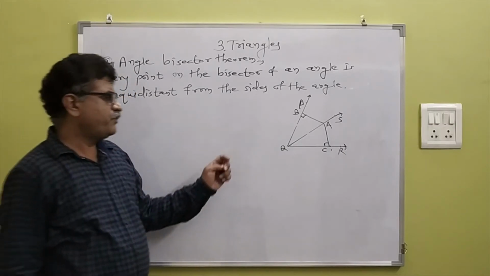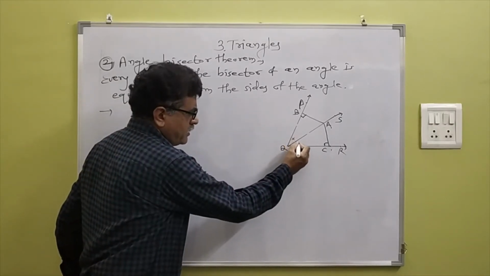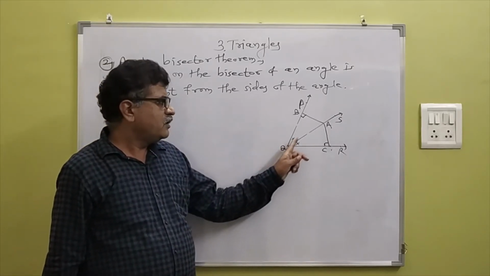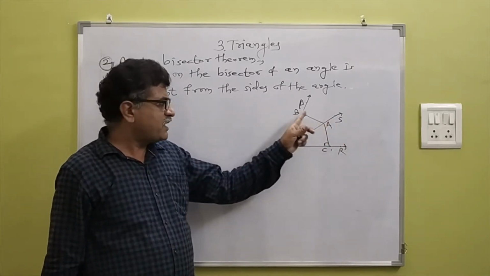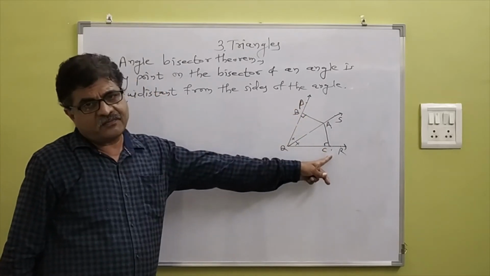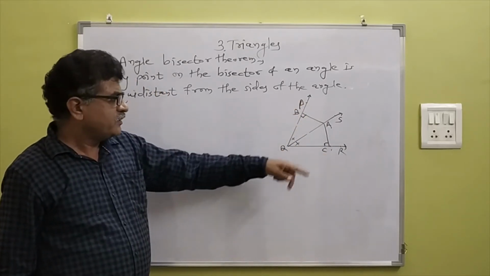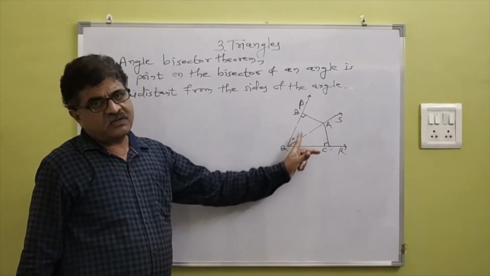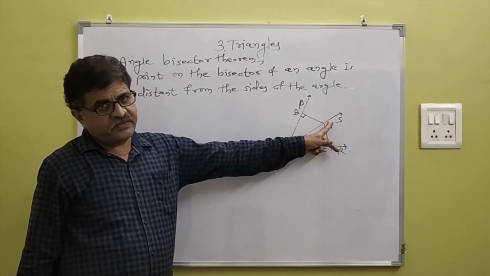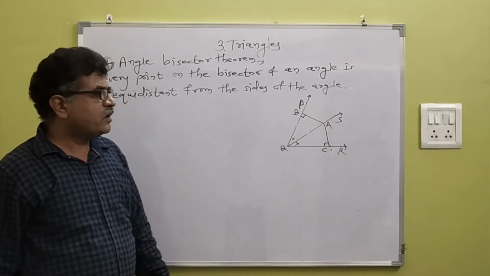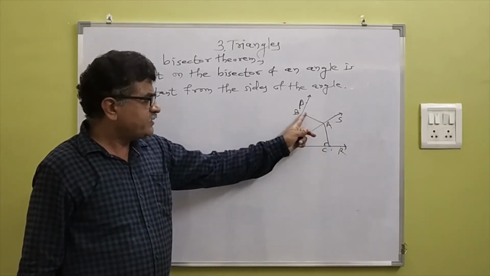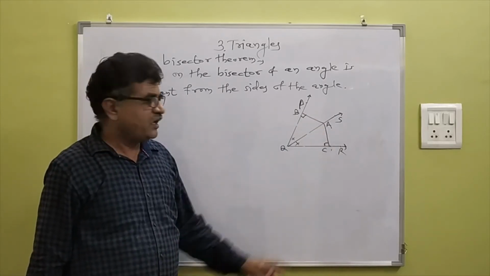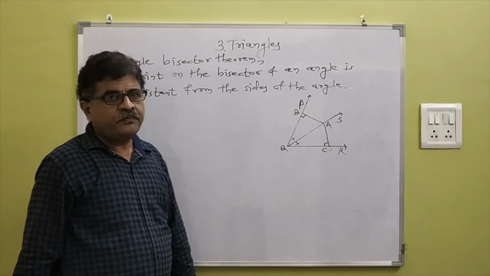First we write given: ray QS is the bisector of angle PQR. This is given, and A is the point on ray QS. This is given. To prove, we have to prove AB is equal to AC. That is, this is equidistant. AB is equal to AC.